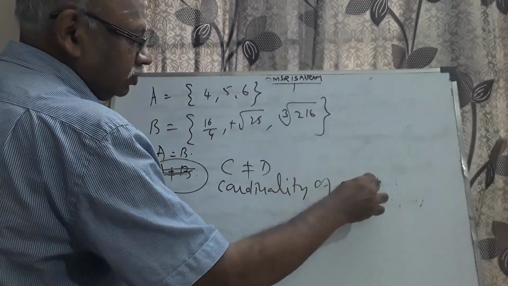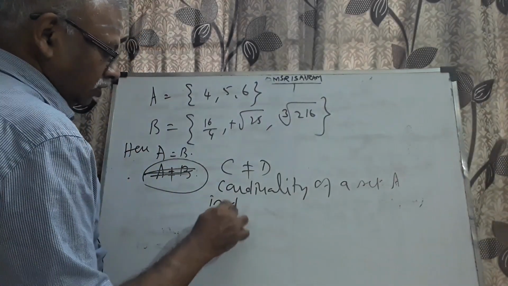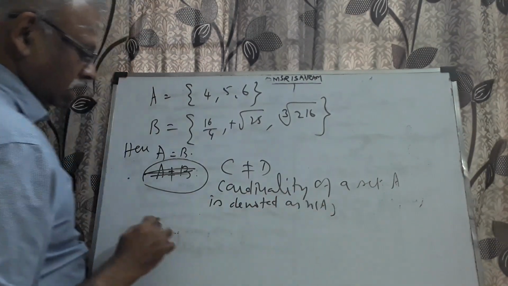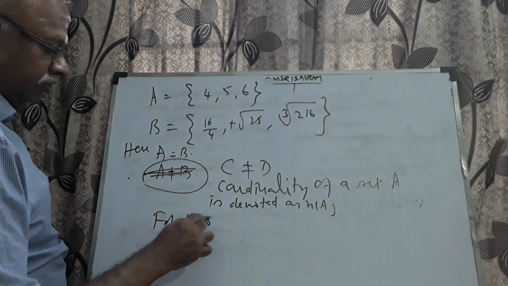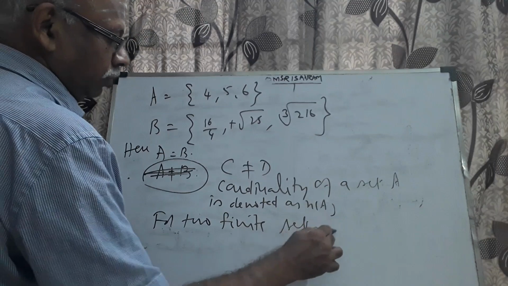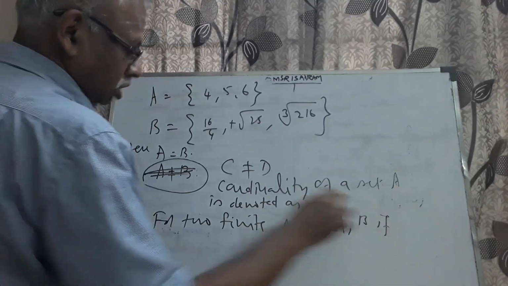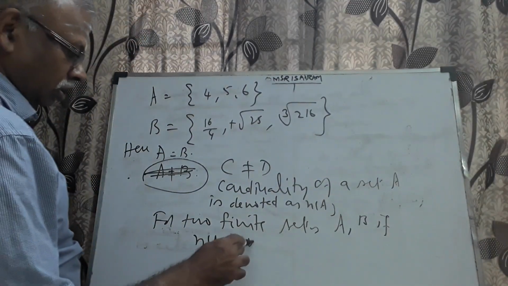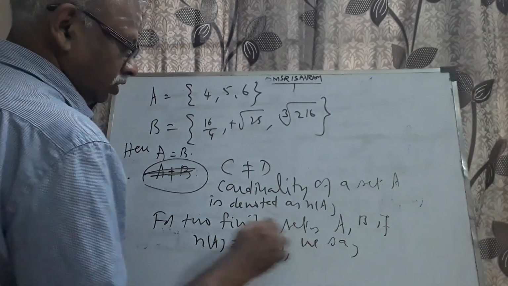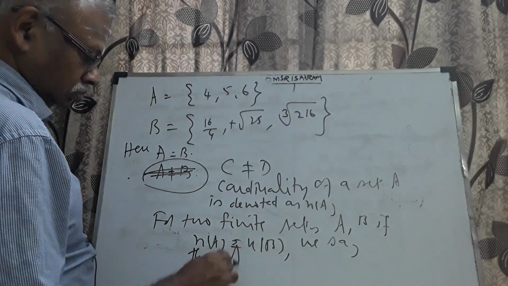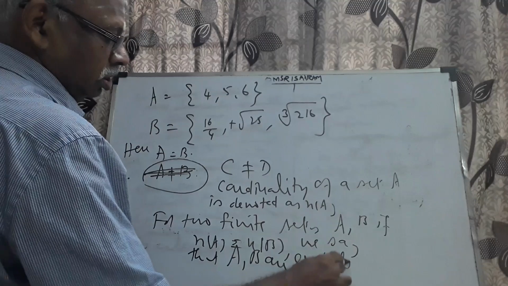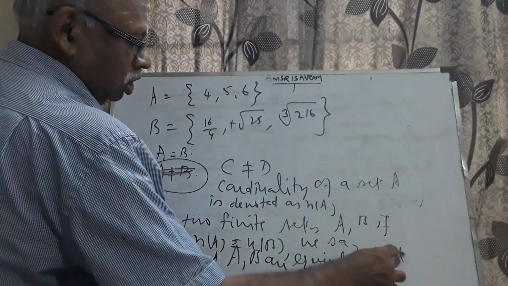Cardinality of a set A is denoted as n of A. For two finite sets, it should be finite, it's very important. Two finite sets A, B, if n of A is equal to n of B, we say that A, B are equivalent. They are said to be equivalent sets.